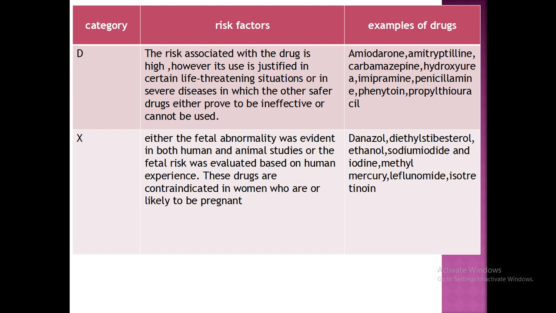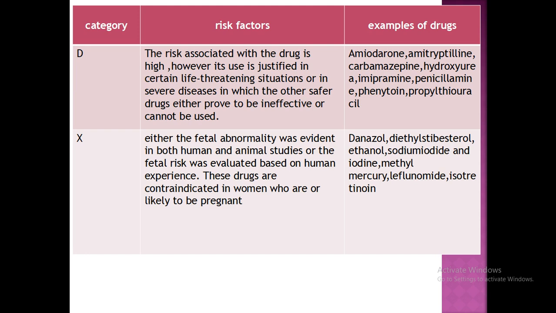Examples are amiodarone, which is an antiarrhythmic drug for irregular heartbeat. Amitriptyline, which is an antidepressant. Carbamazepine, anti-epileptic. Hydroxyurea, used in cancer. Imipramine, antidepressant. Penicillamine, antibiotic. Phenytoin, epilepsy. Propylthiouracil, used in hyperthyroidism.